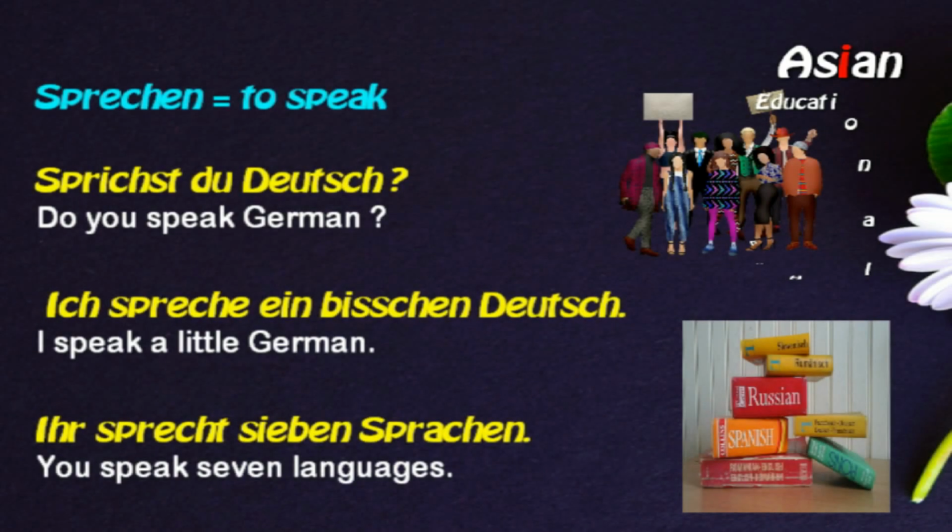Now second verb here, sprechen. Sprechen means to speak. Sprichst du Deutsch? Do you speak German? Ich spreche ein bisschen Deutsch. Ein bisschen means a little. So I speak a little German. Ihr sprecht 7 Sprachen. You speak 7 languages.